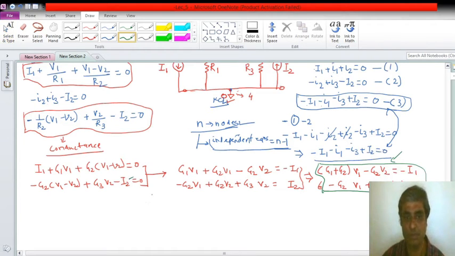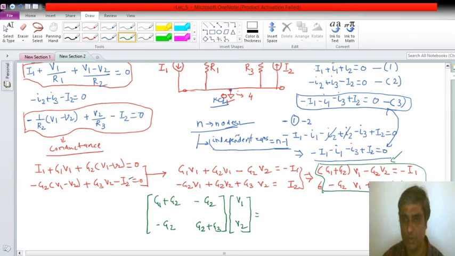So what will it be? G1 plus G2, this will be minus G2, this will be minus G2, and this term will be G2 plus G3, and this will be multiplied by the vector V1, V2, which is equal to minus I1 and I2.